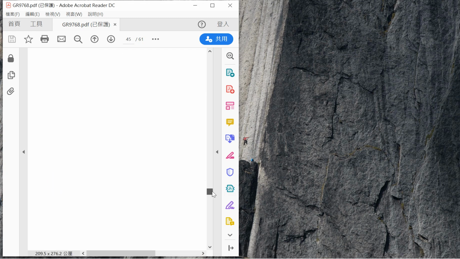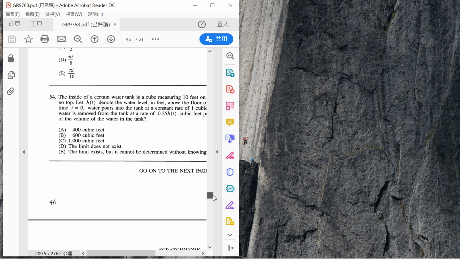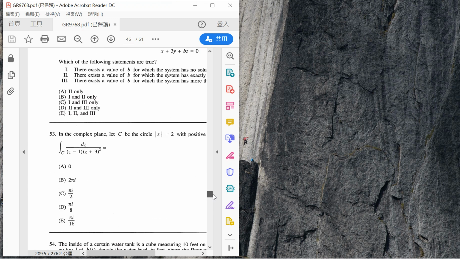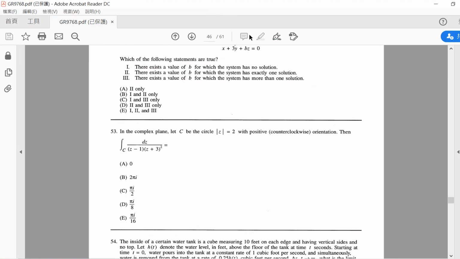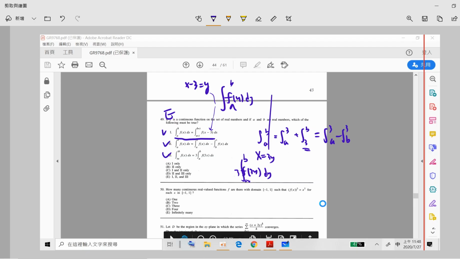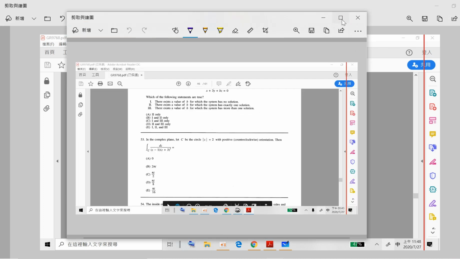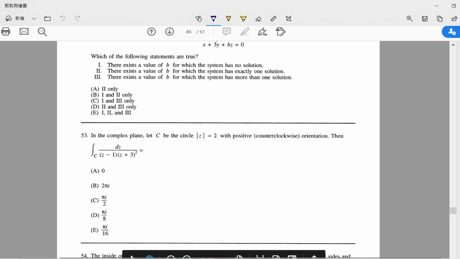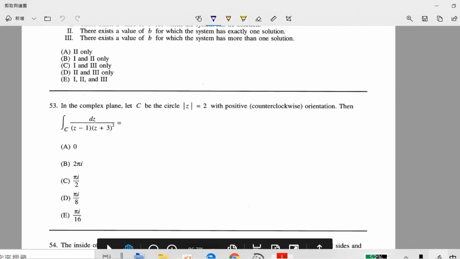So we keep solving our Math GRE subject. So let me solve 53. Okay, so let me catch the picture. Okay, so 53 is asking about the contour integration. So first, basically all we need is a residue formula.